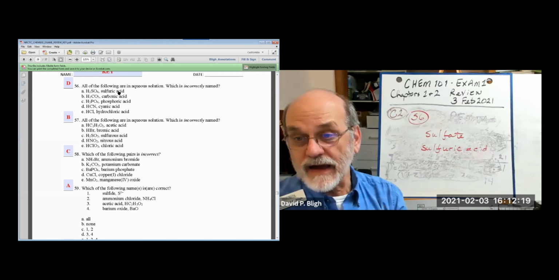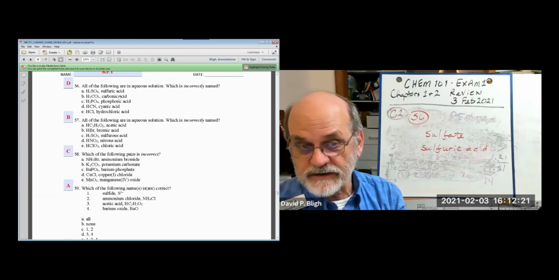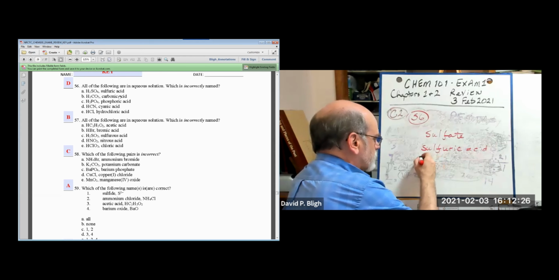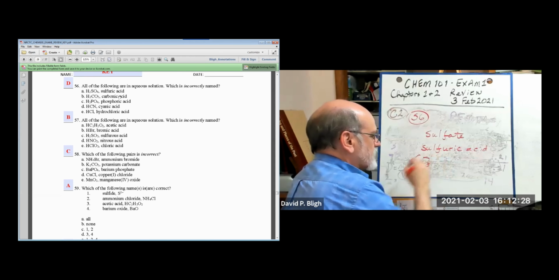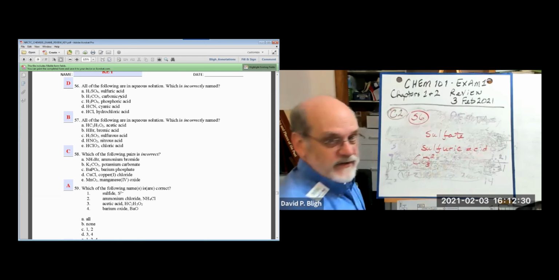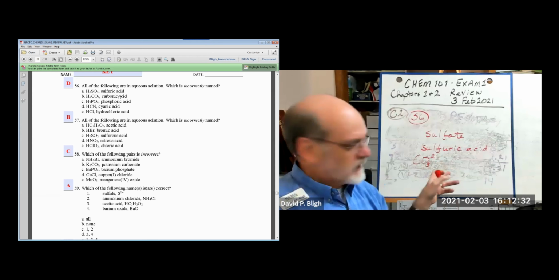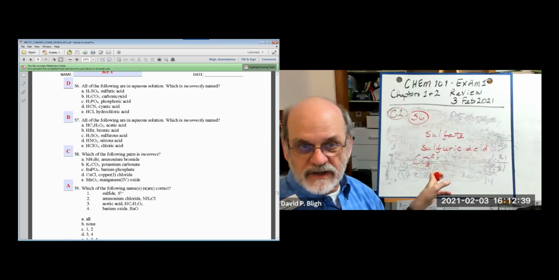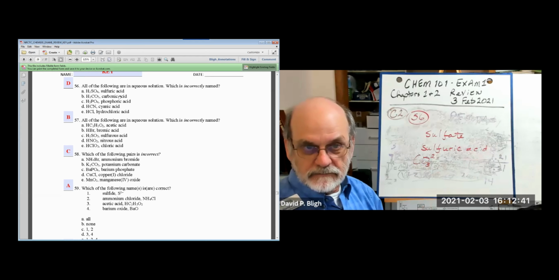How about this one, H2CO3? You should always suspect a polyatomic ion when you see an oxygen in an acid like this. So what is CO3? Actually, it's CO3 2-. That's the carbonate polyatomic ion. Ates become ic, so it'd be carbonic acid.